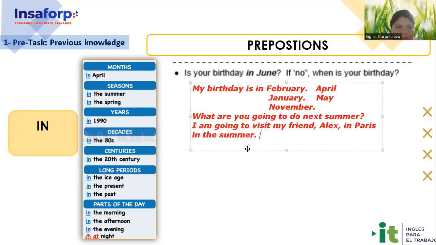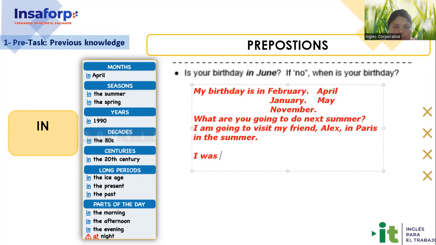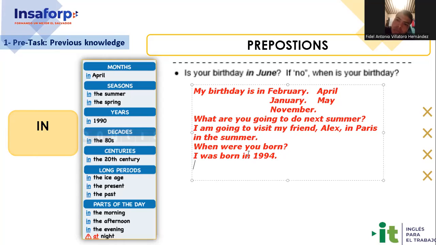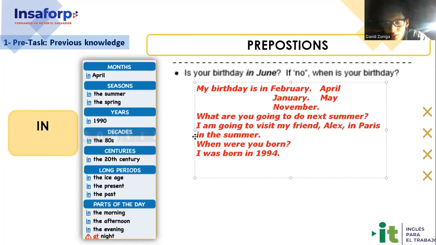Okay, so the next one is the years. For example, I was born in... The question will be, when were you born? ¿Cuándo naciste? When were you born? I was born in 1994. So when were you born? Tell me about you. Fidel, when were you born? I was born in 2000. 2000, okay. David, how about you? David, when were you born?